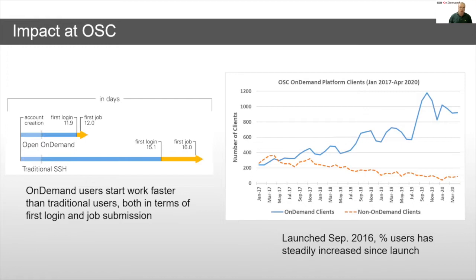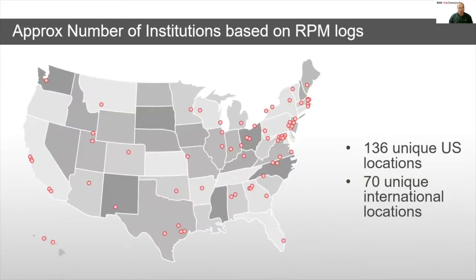Now, Open OnDemand is what we call the overall platform. This is the OSC's installation of Open OnDemand. We don't have great ways of tracking where Open OnDemand is in use. We are able to look at our RPM logs to see who's pulling it down. We know that there's about 200 unique locations around the world that access and pull down the RPMs for Open OnDemand. And then we do have people that self-identify or through press releases identify.